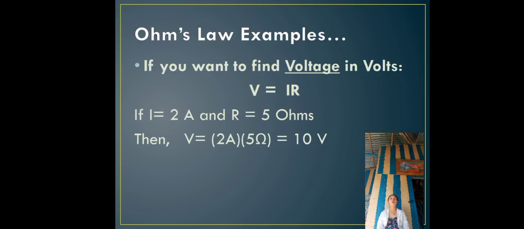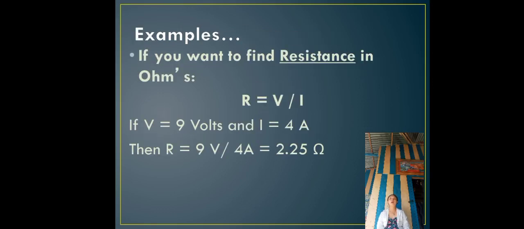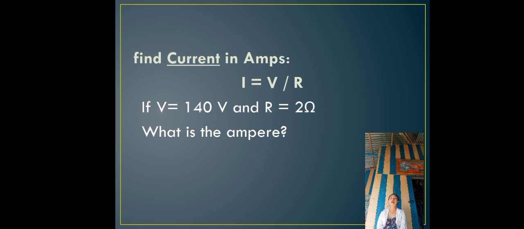So let's move on to example number 2. If the voltage is 9 volts and the current is 4 amperes, how much is the resistance? In getting the resistance, we will divide the voltage by current. So, 9 volts divided by 4 amperes is equal to what? 2.25 ohms.